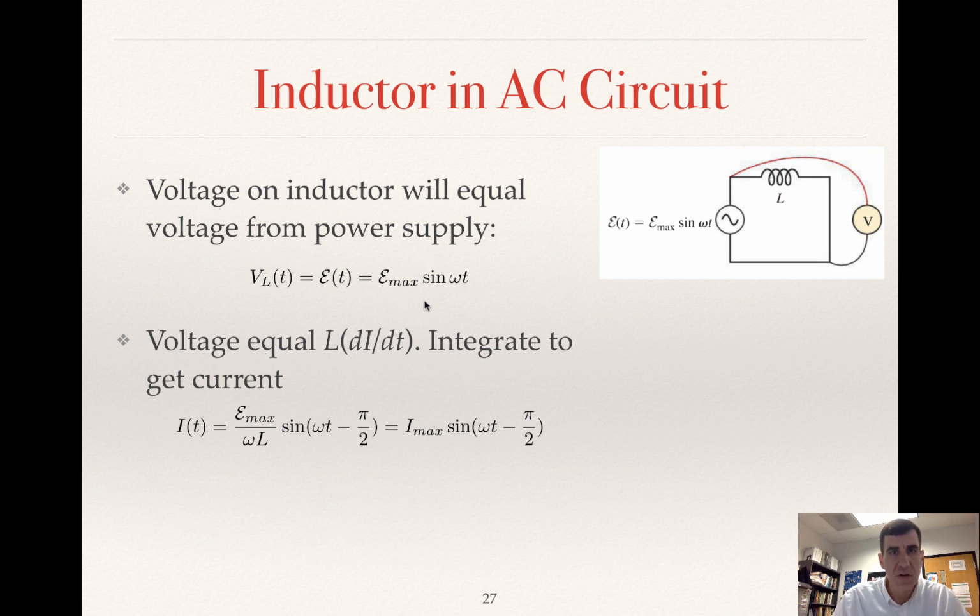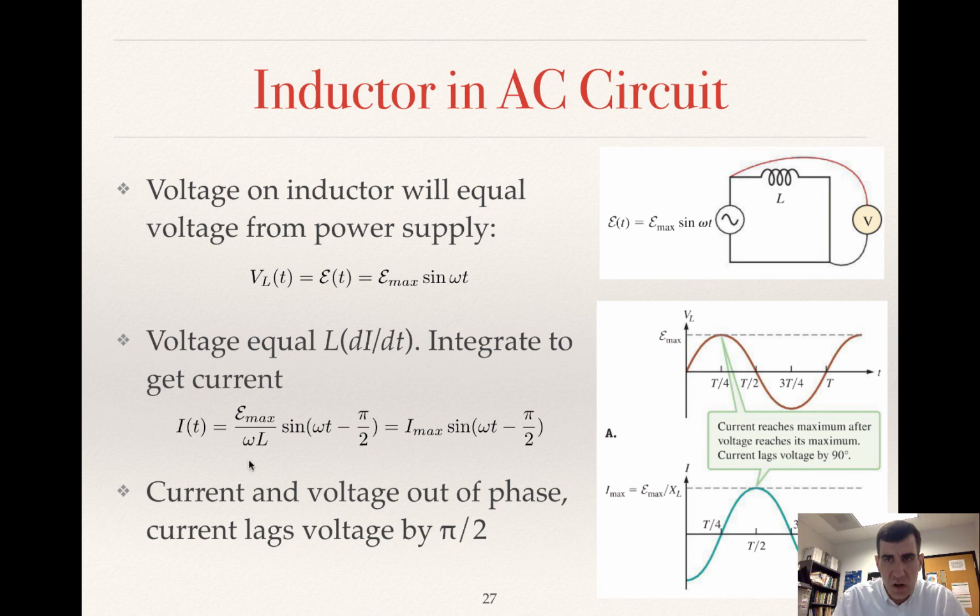Actually, when we integrate, the integral of a sine is a cosine, or you can write that as a sine shifted by pi over 2, or 90 degrees. So, similar to what we had for the capacitor, the voltage and the current do not peak at the same time, like they did with the resistor. Here, the voltage hits a peak first, and then a quarter of a period later the current hits a peak. So they're said to be out of phase, and the current lags the voltage by pi over 2.